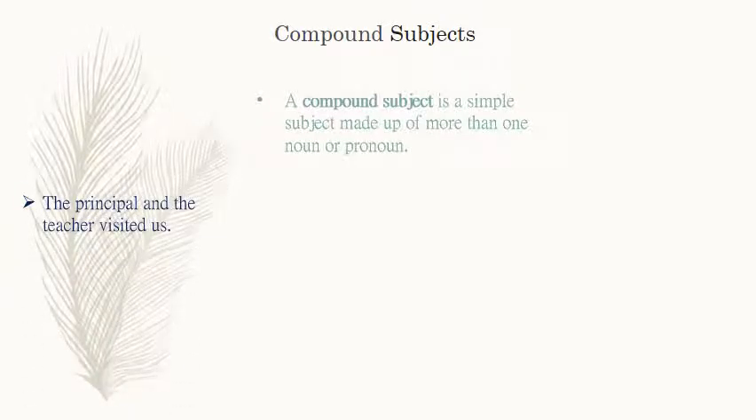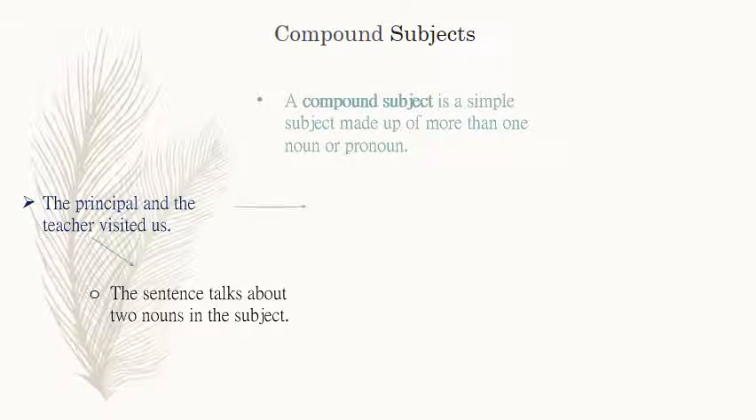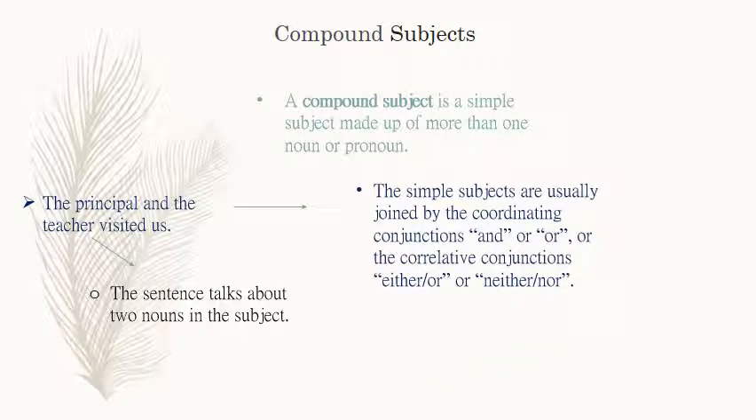The principal and the teacher visited us. Who is the sentence talking about? The principal and the teacher. So the sentence talks about two nouns in the subject. Principal, teacher. Okay? So here you notice that they are joined together with a conjunction, so they make a compound subject. The simple subjects are usually joined by the coordinating conjunction and, or the correlative conjunctions either or, neither nor.